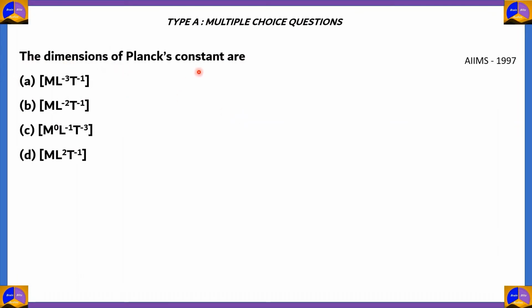The dimensions of Planck's constant are ML raised to minus 3, T raised to minus 1, and there are 3 other options. We need to find out which of these is the right option. So let's start calculating it. Planck's constant, or h, is found in the formula E is equal to h nu. We can rewrite it as h is equal to E by nu, where h is the Planck's constant, E is energy, and nu is frequency.